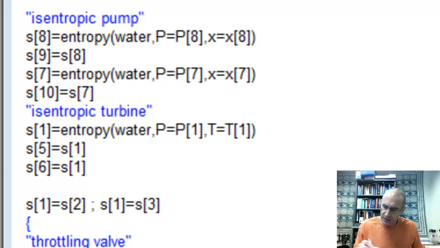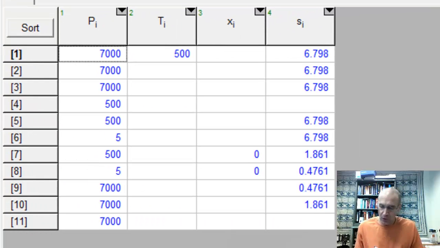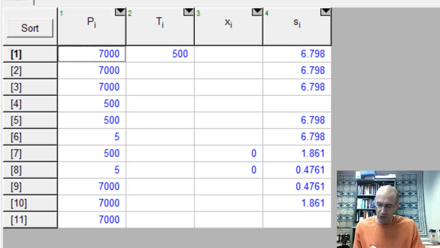Let's first look at what I have written. This is my isentropic pump. We knew 8, so I'm having EES find the entropy value, making it isentropic. Then I do the same thing for the other pump. Those are what those two equations are. For my isentropic turbine, I find 1, and that's going to be the same as 5 and 6. Remember, points 1, 2, and 3 are all the same. So there's where my three entropy values are. Now if I look at my table, that filled in a whole lot.